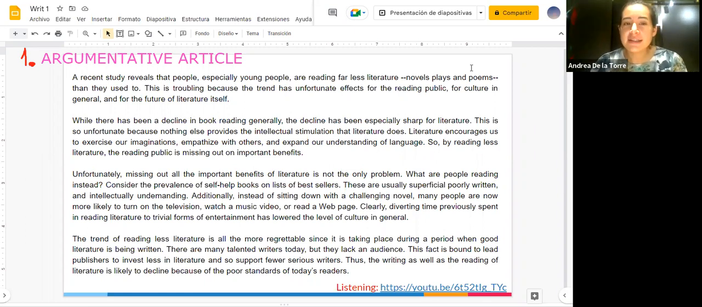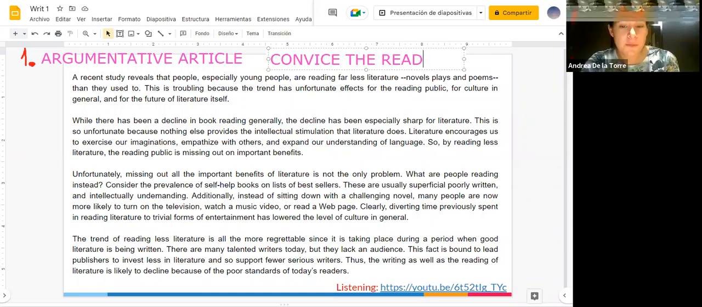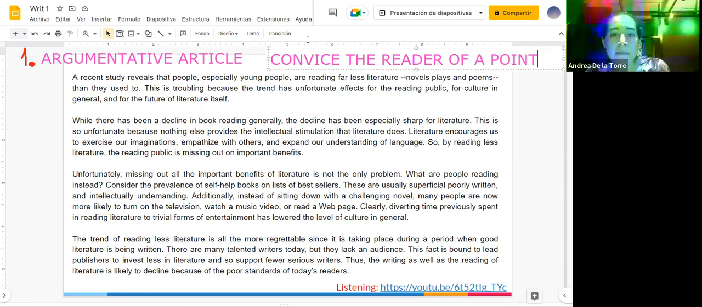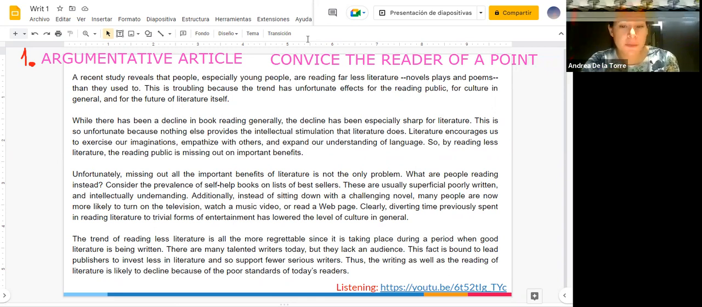This article is not necessarily explaining something, but the purpose of an argumentative article is to convince, okay? So an argumentative article is going to try to convince the reader of a point, or an argument, right? An argument, a point, the same thing, or a claim, or a perspective, a point of view. So in this article, the author, the writer, the person who wrote this article, is trying to convince us of their opinion, okay?